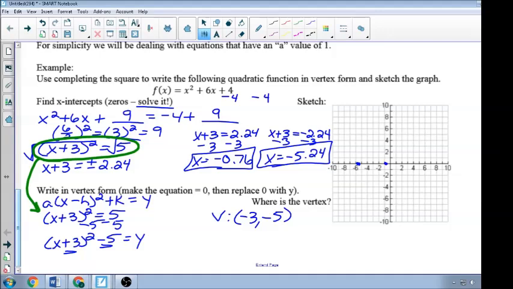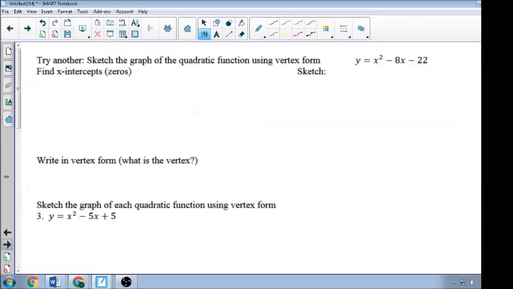If I go ahead and plot that, it should be right in the center of my other 2 points. Now I can connect them with a U, and I'm good to go. That is how you use vertex form from completing the square to find your vertex after you have found your x-intercepts. Let's go ahead and move on. Try another and then sketch the graph of the quadratic function using vertex form.